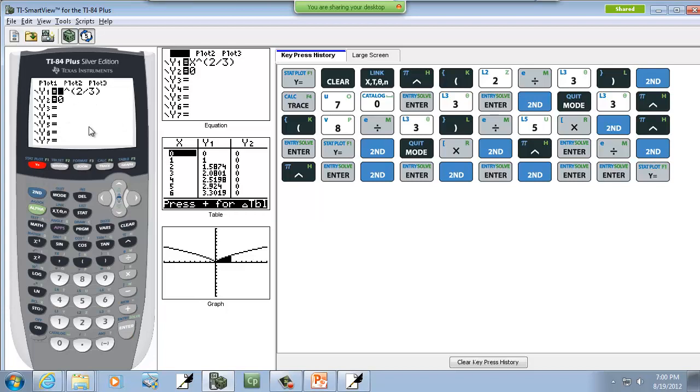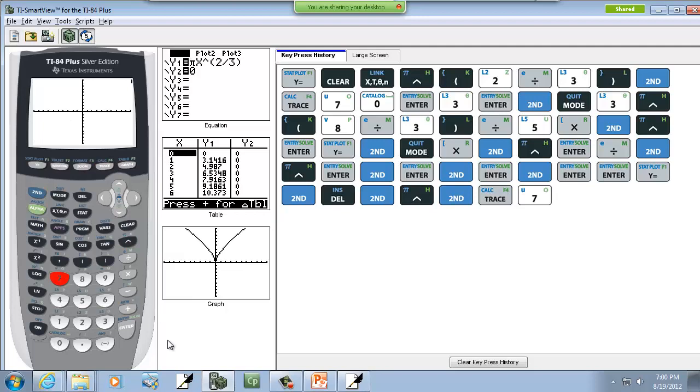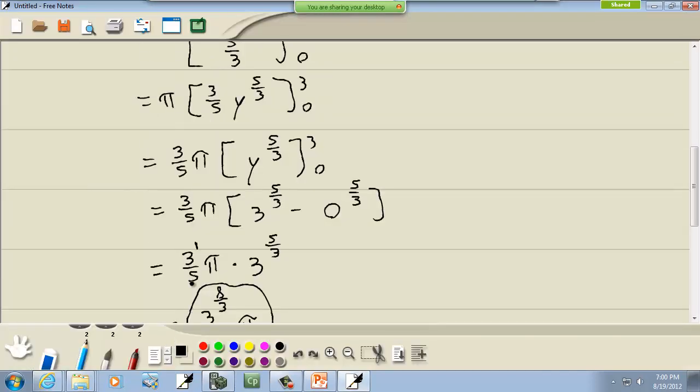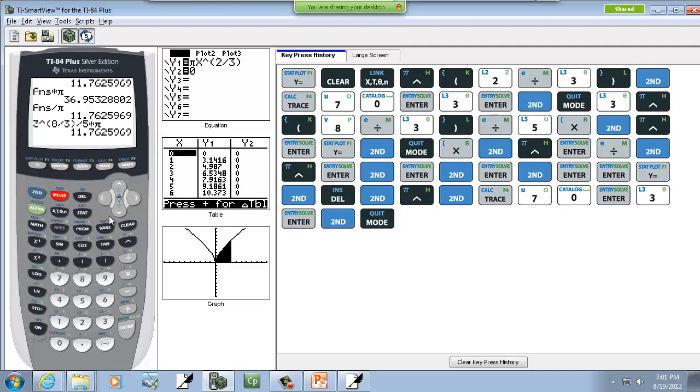Oh, this doesn't have pi involved with it. If I bring pi in, there, now let me do it. So second trace, and choose that. What is A, from 0 to 3? Yeah. So 0, inner, 3, inner. 11.76. Okay.